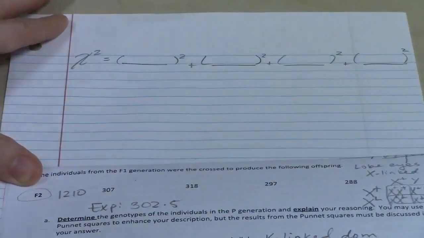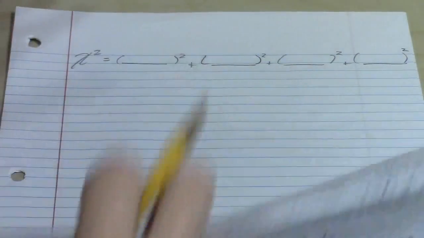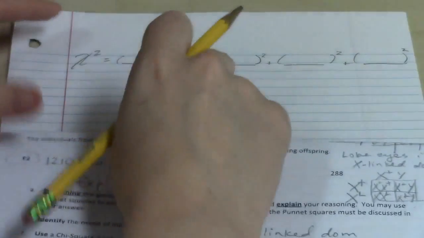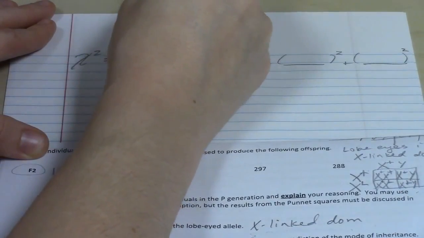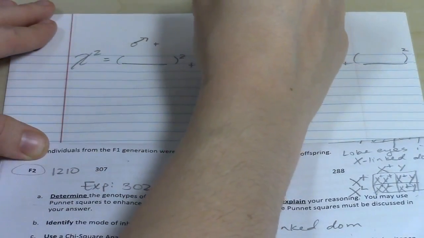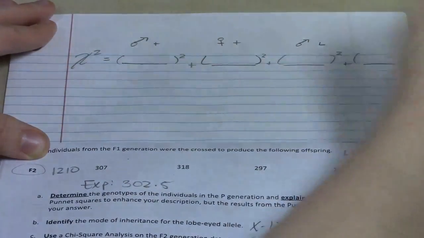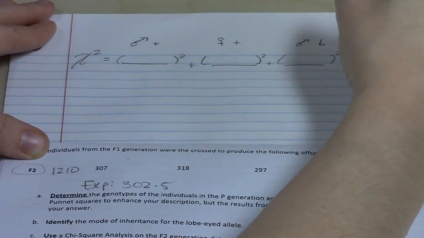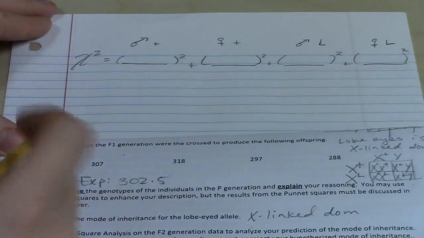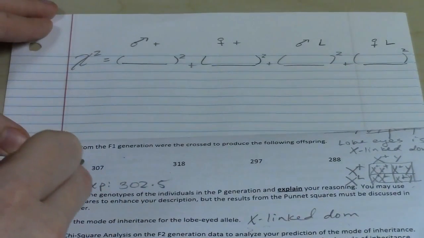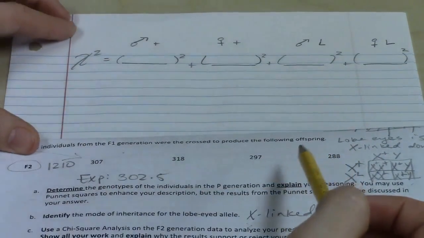So get my game face ready. Okay, so we're going to have our wild males. This is going to be our male wild type, female wild type. This is going to be our male lobe eyes, and then our female lobe eye flies. Okay, so these numbers are our observed, right? The ones that were given on the paper.